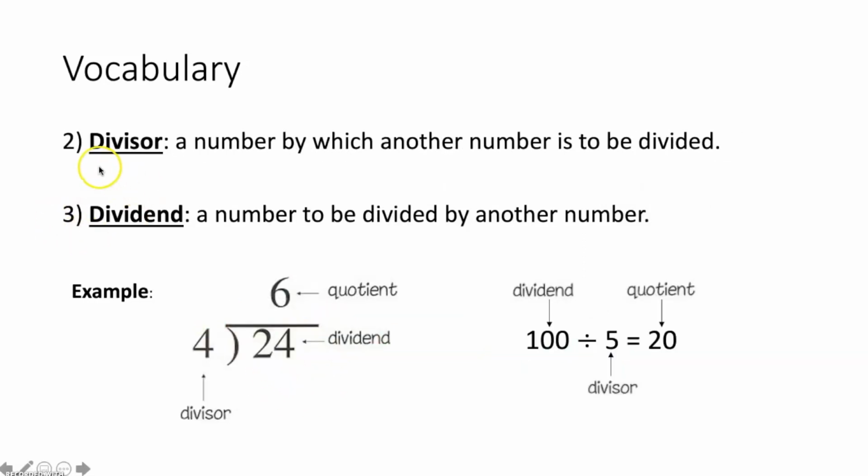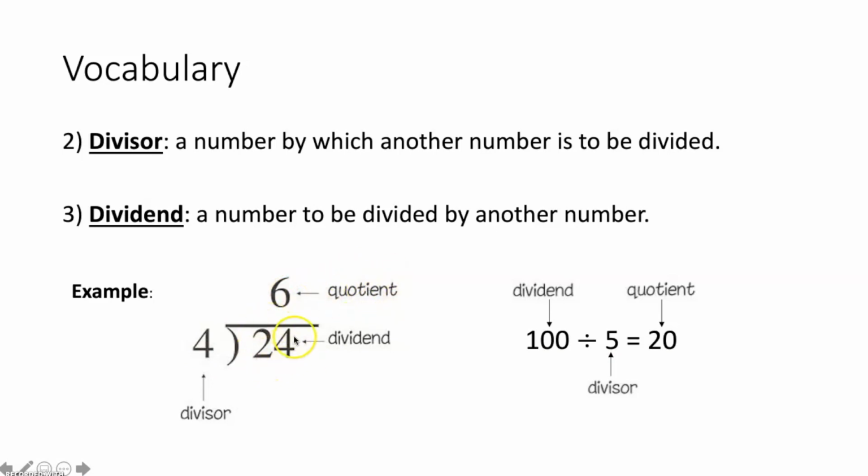The second vocabulary term is a divisor. That's a number by which another number is to be divided. So if we look at our example down here, you see that the divisor is the number that you're dividing into another number. Now, what is that number you're dividing into? That would be called the dividend. That's a number to be divided by another number. So when you're dividing your dividend by your divisor, you will get an answer. And that answer is called your quotient.